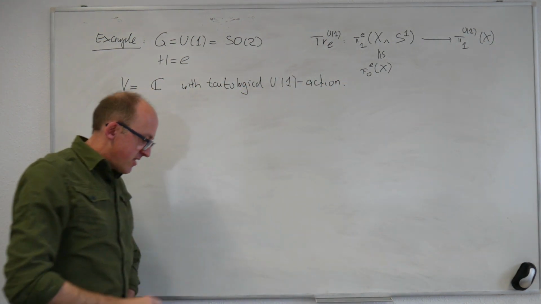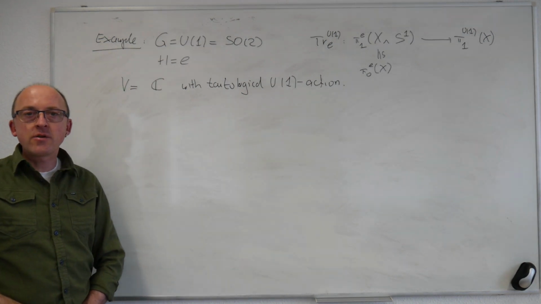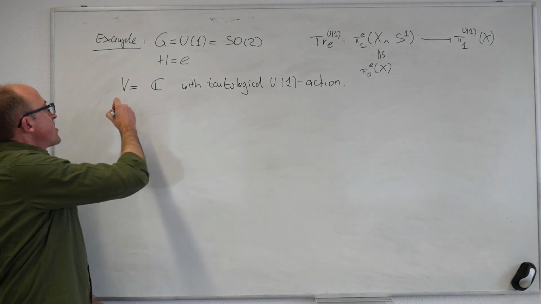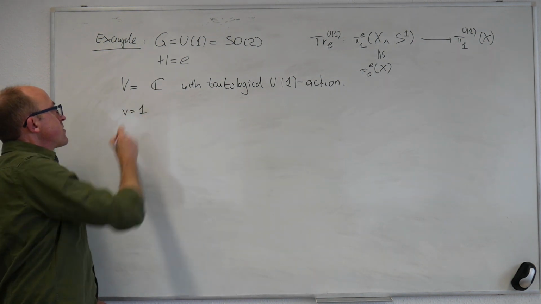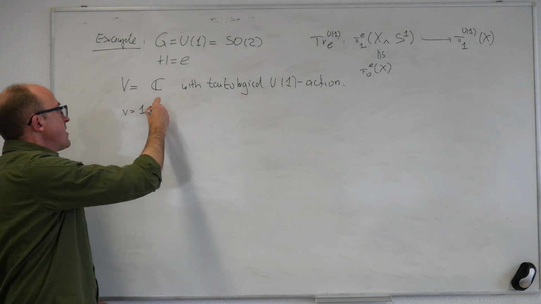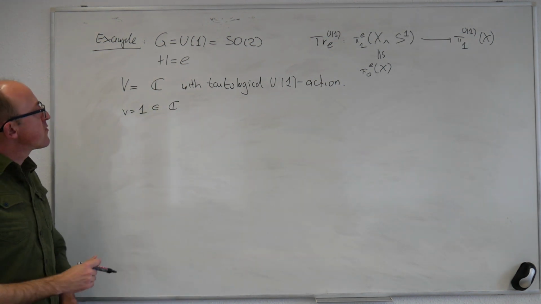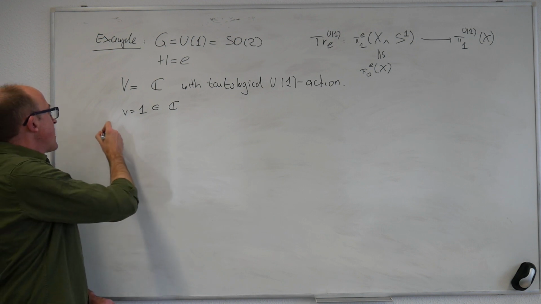And in this representation, like in any representation, the origin is fixed, but any other vector is a free vector, so we could choose whichever vector we wanted. So let me just choose the most obvious one. Let me choose the 1 in the complex numbers, and then I'll draw some pictures.